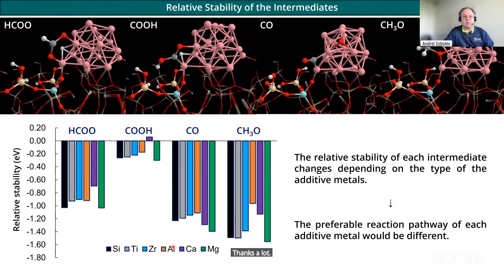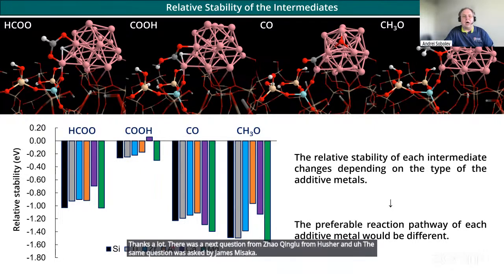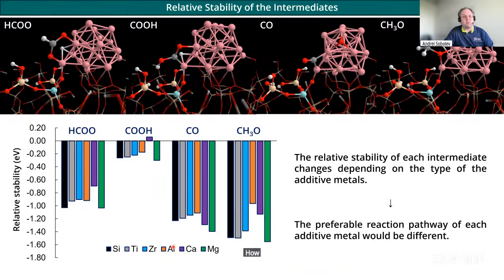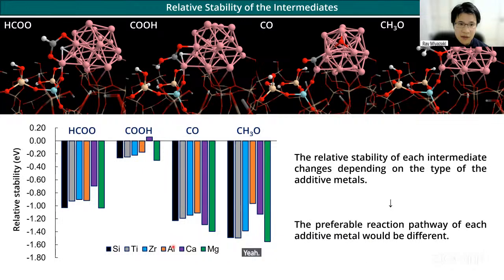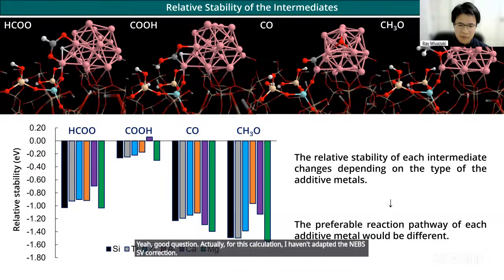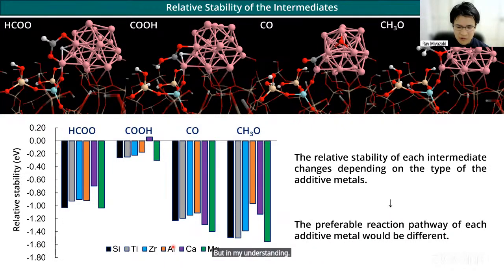There is a next question from Zhaoqing Liu from CoShare, and the same question was asked by James Misaka. How do you perform basis set superposition error correction in FHI-aims for catalysis, particularly for adsorption energy? Yeah, good question. For this calculation, I haven't applied any BSSE correction. But in my understanding, recently it was implemented in FHI-aims, right?